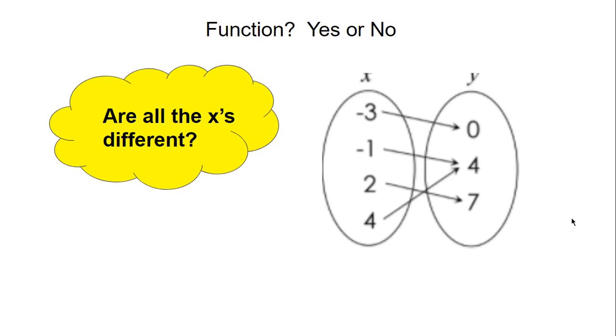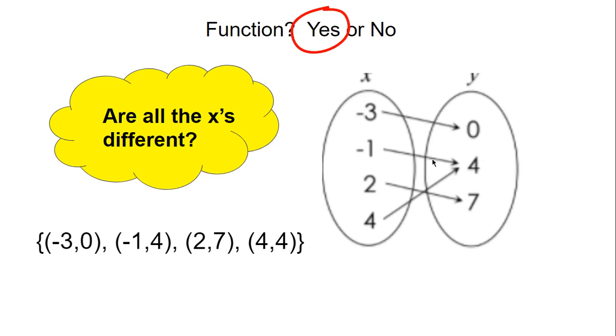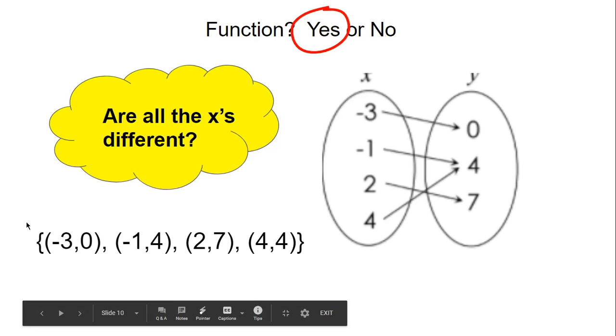You ask yourself again, are all the x's different? Sometimes on a map, it is hard to tell at first glance. So look at each individual point, perhaps. -3 maps to 0. -1 maps to 4. 2 maps to 7. 4 maps to 4. I listed out the sets of ordered pairs that I just named. -3, 0. -1, 4. 2, 7. 4, 4. Yes, this is a function because all the x's are different.